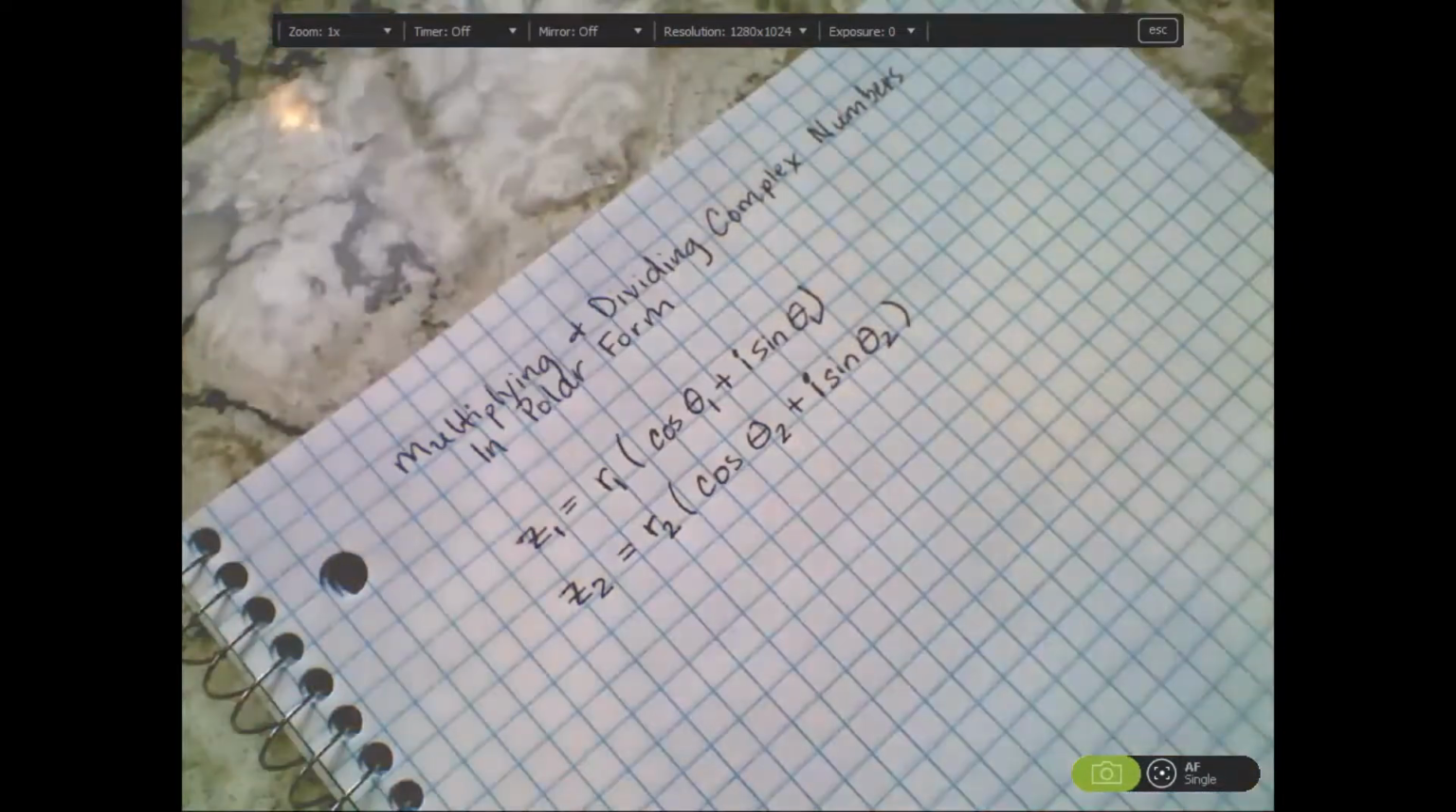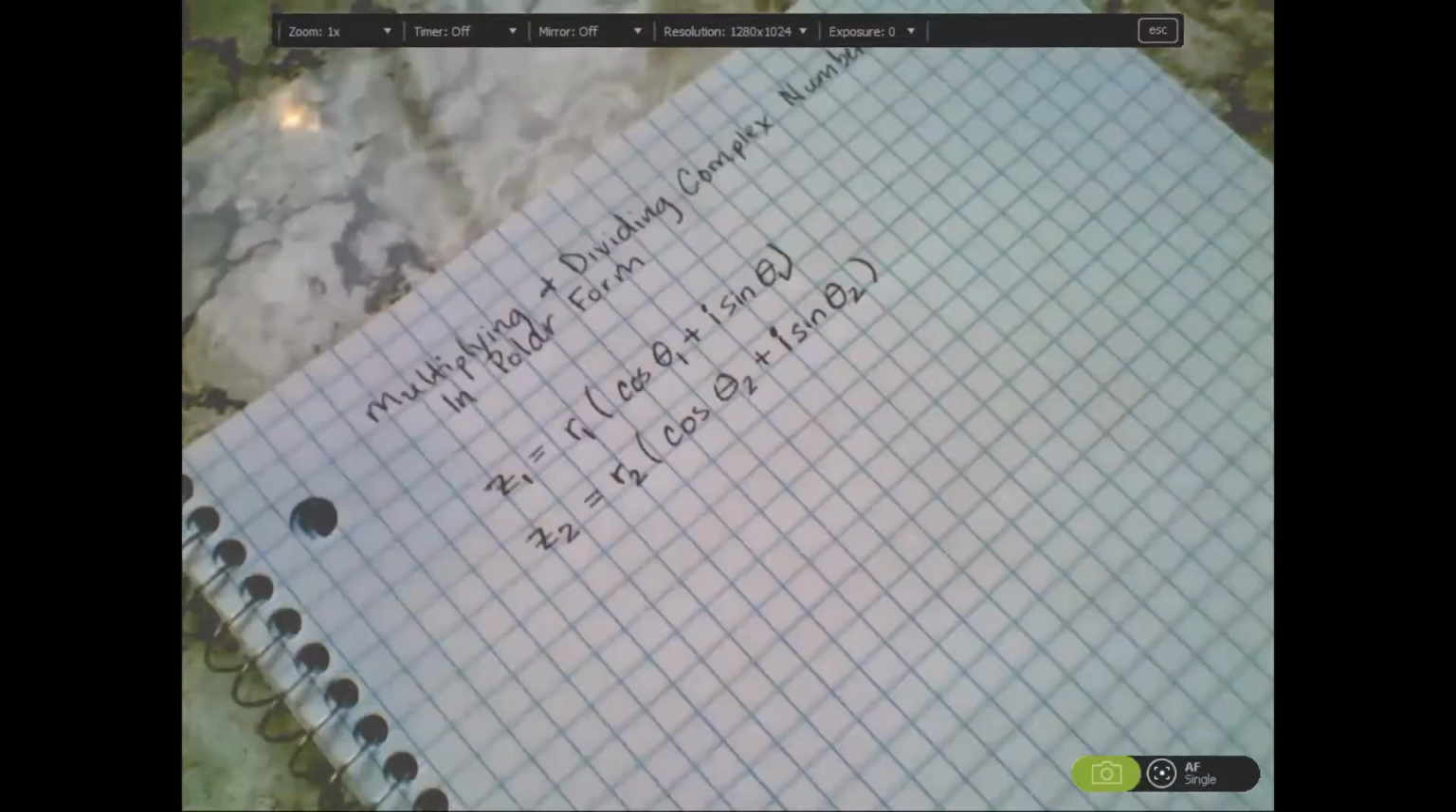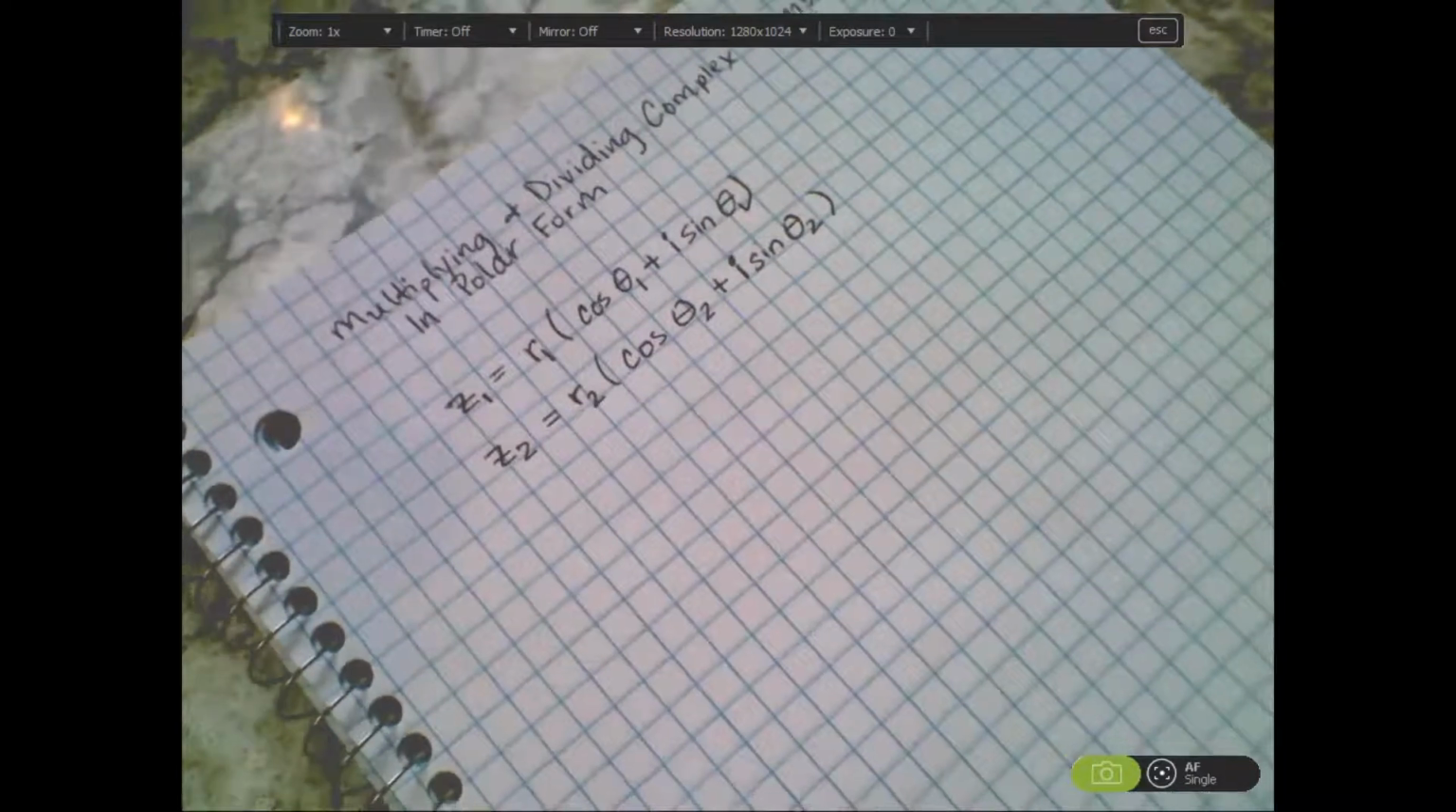Let me move my situation around a little bit to get some room. Okay, so like I said, there's a formula for multiplying and dividing these. I'm going to show you both of the formulas and talk through it, and then we'll do a couple of examples, okay?